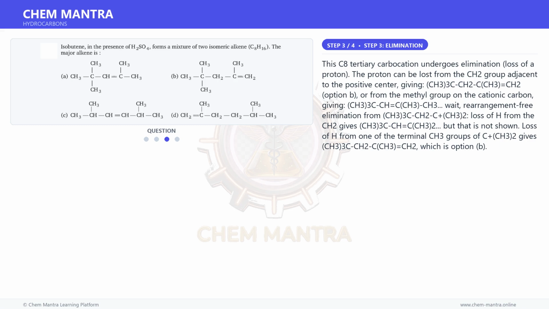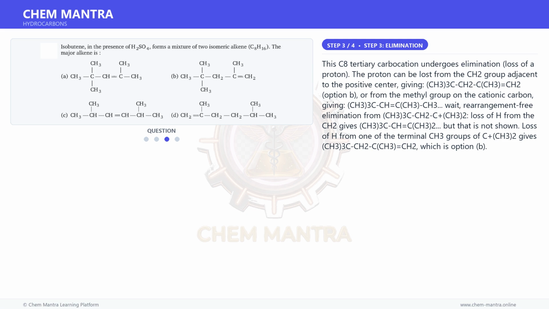This C8 tertiary carbocation undergoes elimination, loss of a proton. The proton can be lost from the CH2 group adjacent to the positive center, giving (CH3)3C-CH2-C(CH3)=CH2, option B, or from the methyl group on the cationic carbon, giving (CH3)3C-CH=C(CH3)CH3.